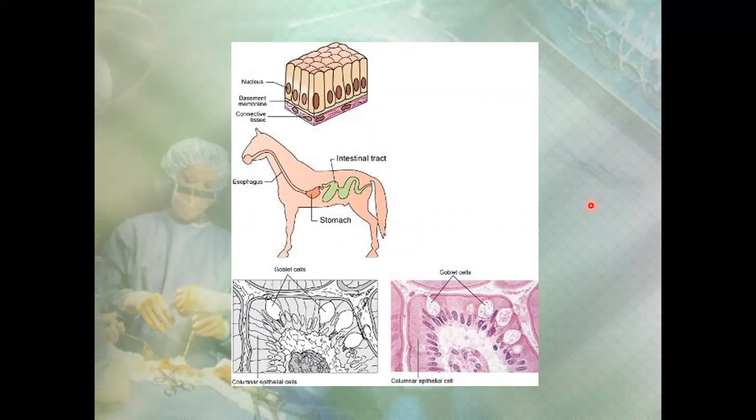So frogs would have goblet cells? Yes, frogs. Easy for me to say. Frogs have goblet cells as part of the cellular makeup of their skin.